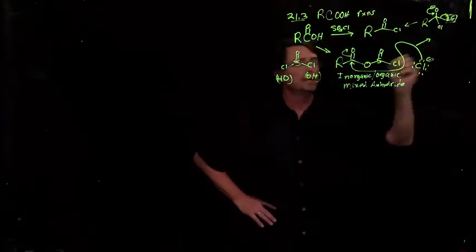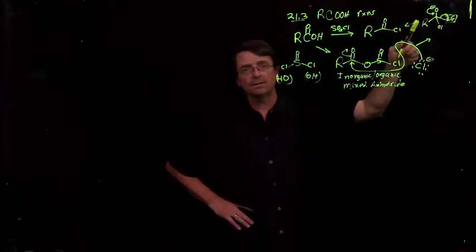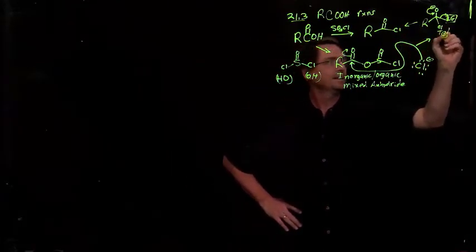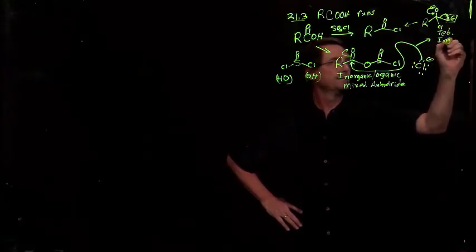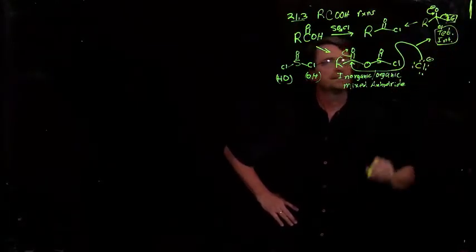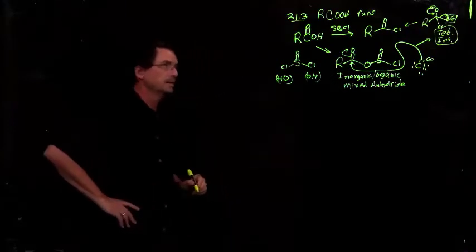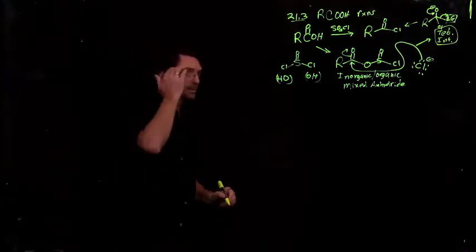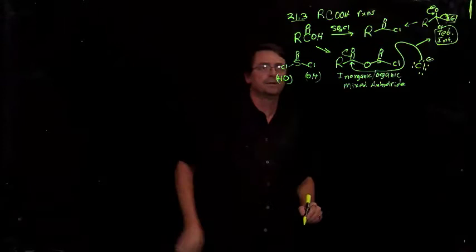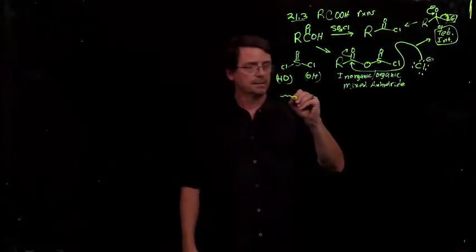So we've seen now, what's this intermediate called? Right, this is the tetrahedral intermediate. Okay, so you want to be ready to recognize that in many, many places. All right, so that's the first reaction of carboxylic acids.